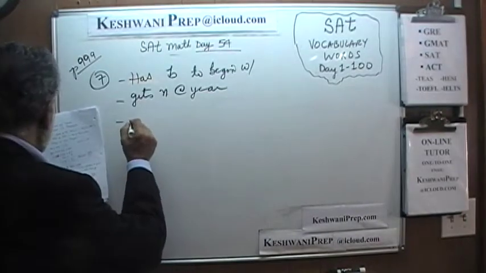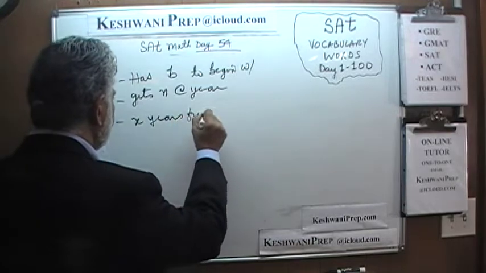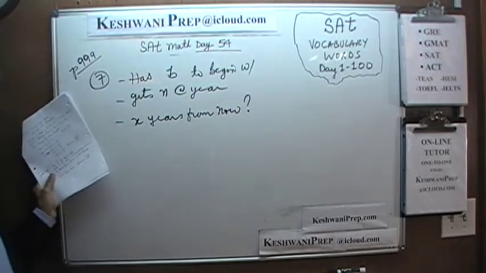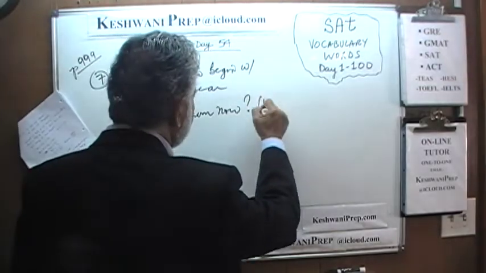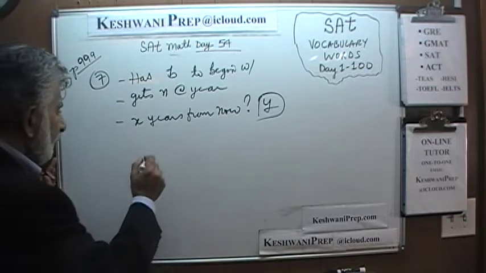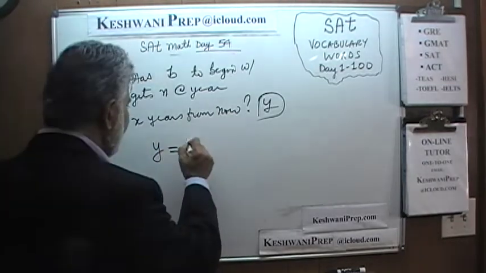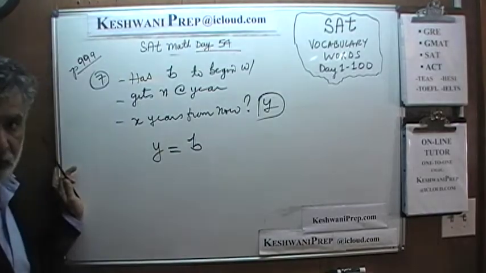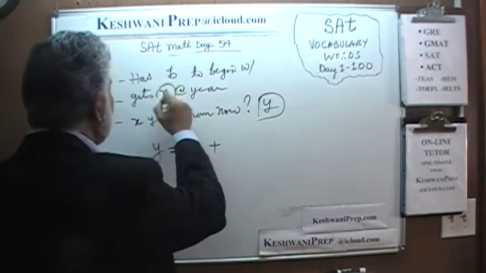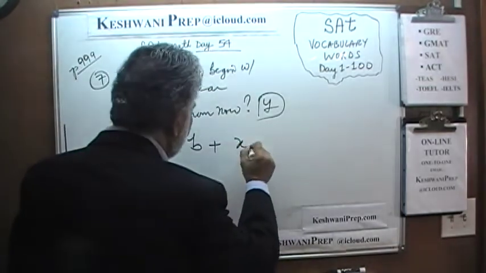Question is, X years from now, how many total members are we going to have? And they're calling that Y. So let's find out, shall we? So the number of members we're going to have, which is the Y, X years from now, is going to be what we start out with, which is B, which is our intercept, and each year we get n new members, and therefore X years from now we're going to have X times n. There we go.